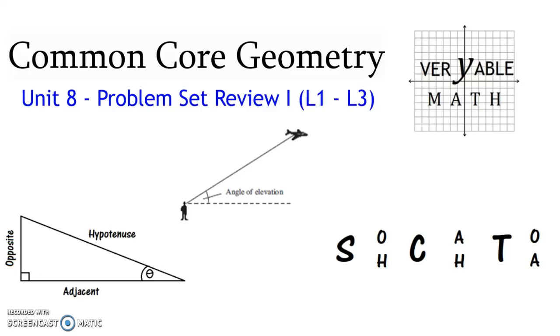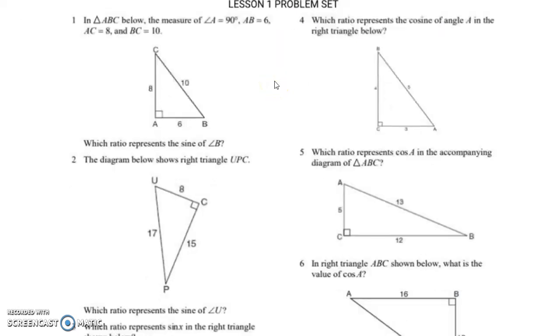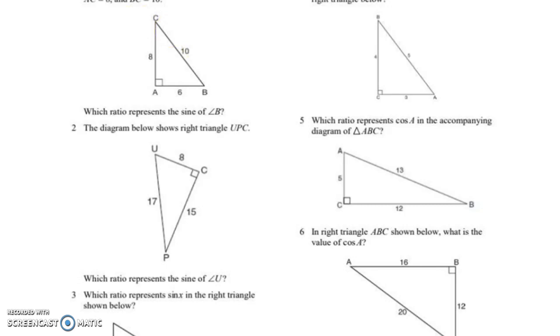Hello students, this video is designed to help you review the problem sets from lessons 1 through 3 in Unit 8. It's all about trigonometry, setting up the different ratios, and trying to determine the missing sides and the missing angles. Take a look at the first problem set. This was the problem set from lesson 1. Try to answer these questions and then come back and see if you got them right.